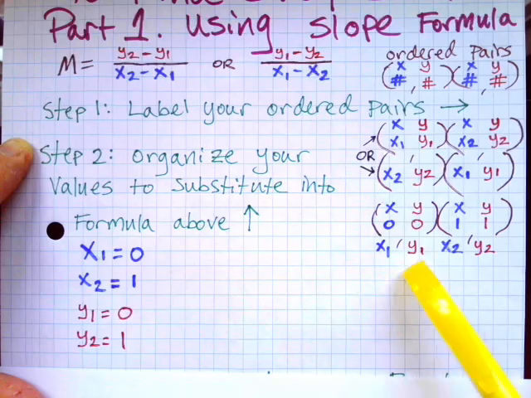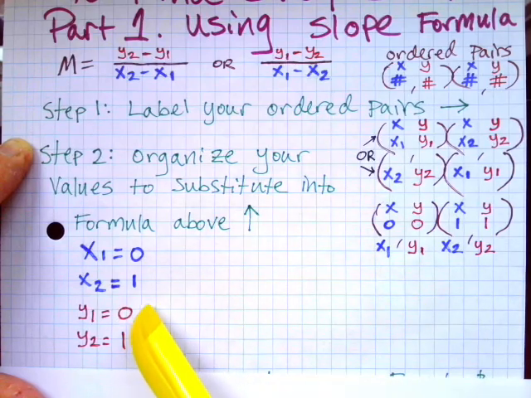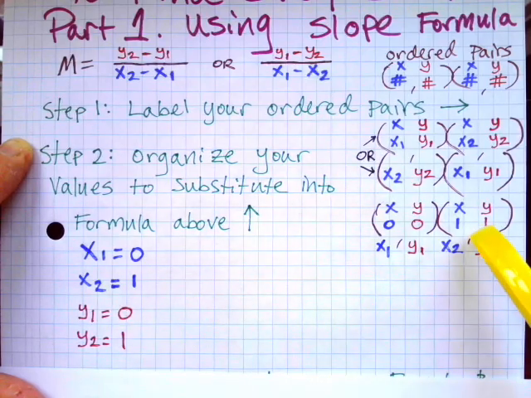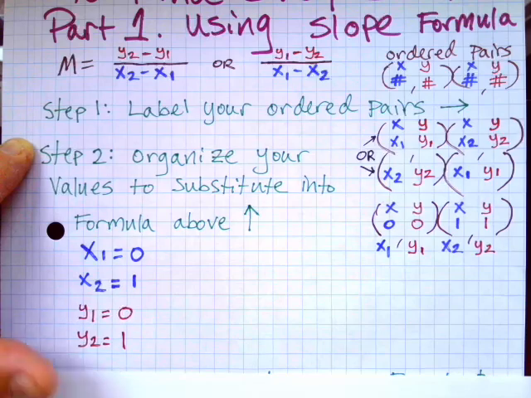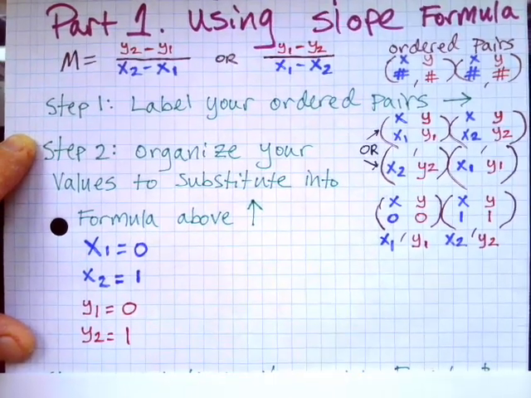My y1 value is 0. I'm going to put it right next to y1 to organize. And my y2 value is 1. I'm going to put it right next to that y2 value. I'm just organizing these values.